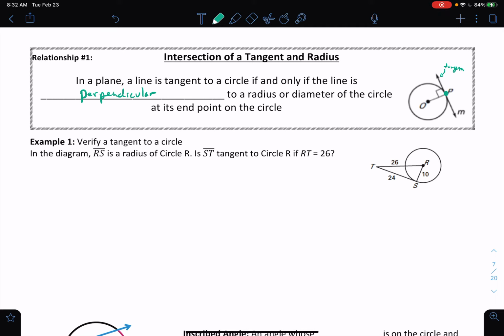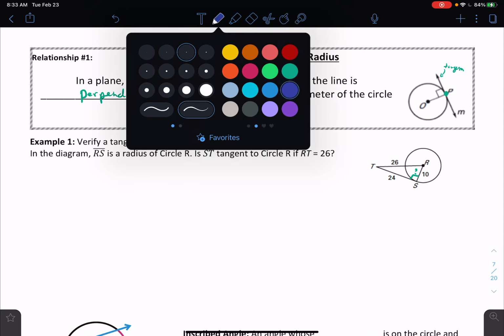Okay, so in a diagram, I'm telling you that RS is a radius, so R is the center, S is on the circle. It's asking, is ST a tangent if we've got that RT is 26, RS is 10, and ST is 24? So basically what we're asking here is, is this a right angle? Because if it's a right angle, then RS and ST will be perpendicular to each other. Okay, so we've got a triangle here. Let's test, is it a right triangle?